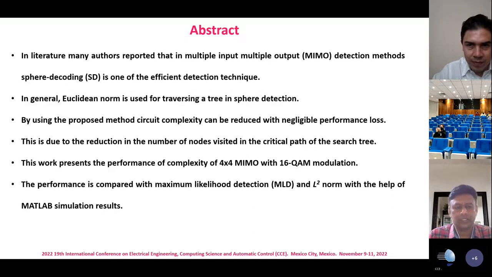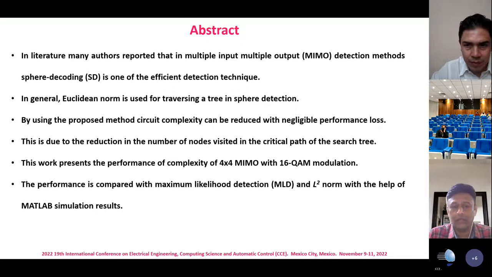Initially, in general, the basic algorithm is the Euclidean norm, which is used for traversing a tree in spur detection. Here, by using our proposed method, the complexity can be reduced with negligible performance loss. The performance will be good, but the complexity is reduced. This is mainly achieved through reducing the number of nodes visited and the critical path of the search tree. This work presents a 4x4 MIMO with 16 QAM modulation.